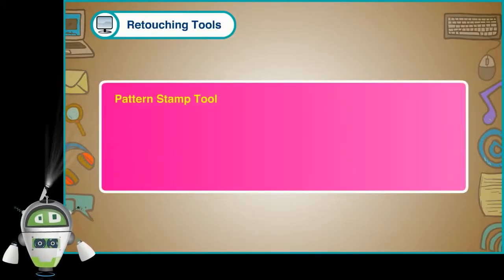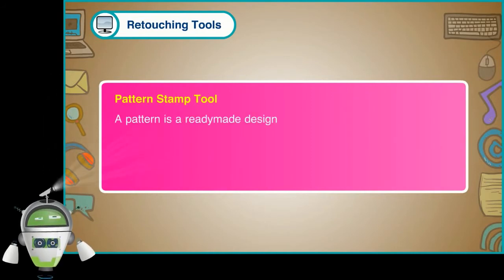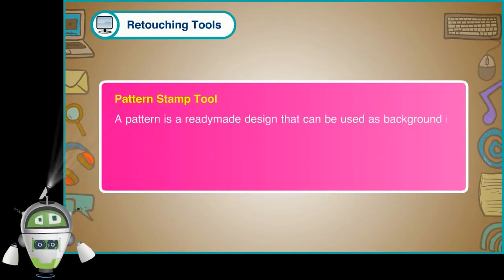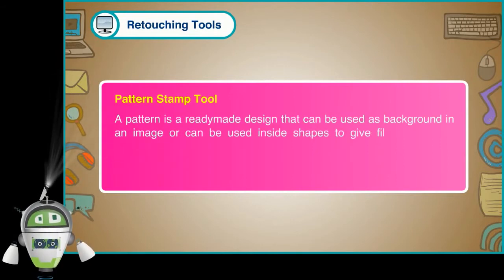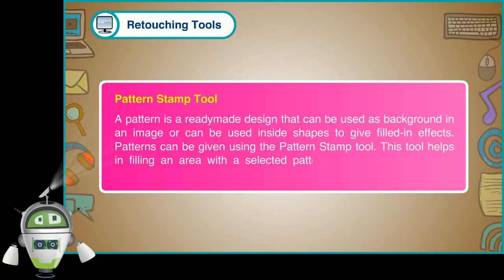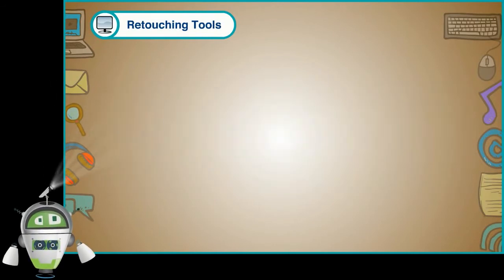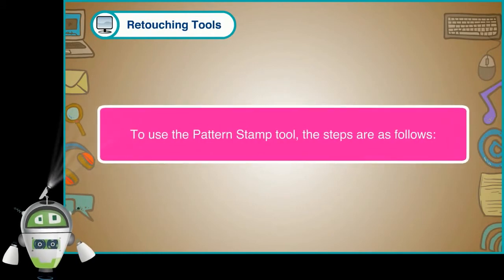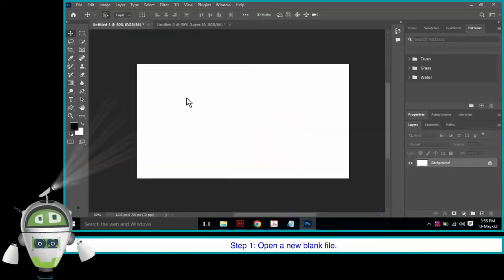Pattern Stamp tool. A pattern is a ready-made design that can be used as background in an image, or it can be used inside shapes to give filled-in effects. Patterns can be given using the Pattern Stamp tool. This tool helps in filling an area with a selected pattern. There are a variety of patterns present in Photoshop. To use the Pattern Stamp tool, the steps are as follows.